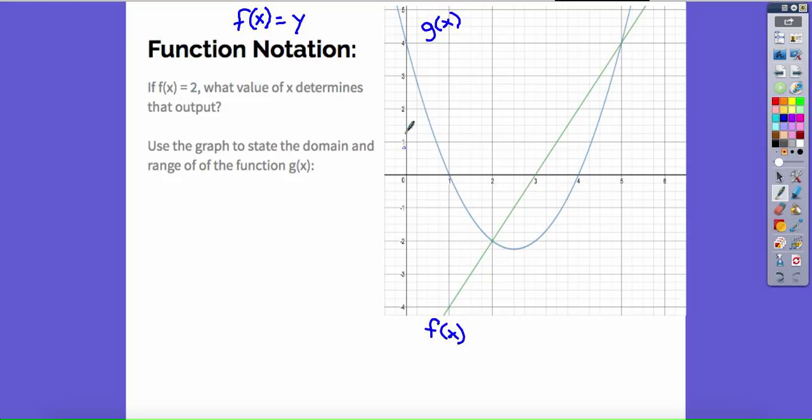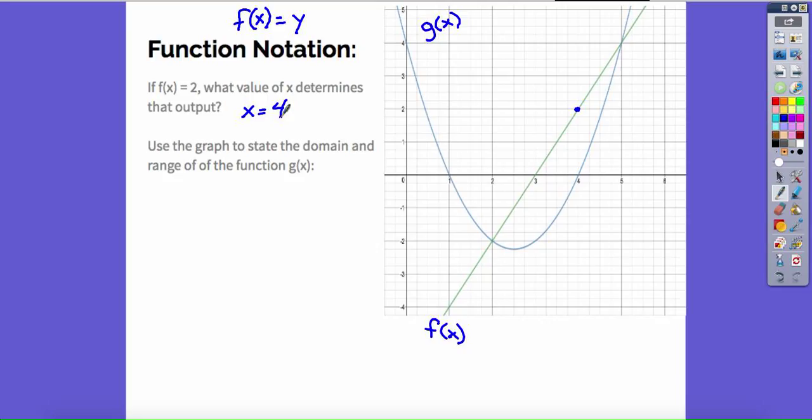So I'm going to come up here on my graph to a value of 2, and I'm going to go over until I hit the function f of x. And now I'm looking for that x value that it's going to line up with. So that would be right here, and that looks to me like an x value of 4. So that happens when x equals 4.